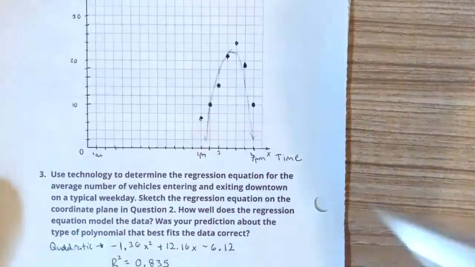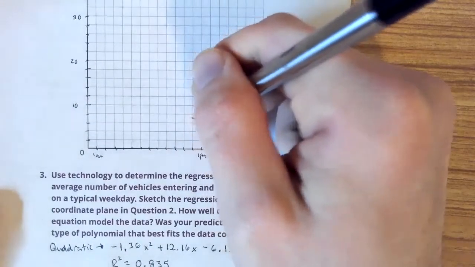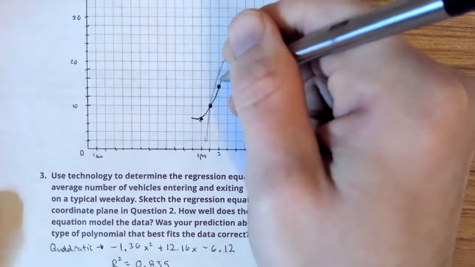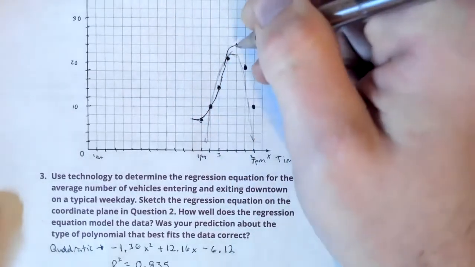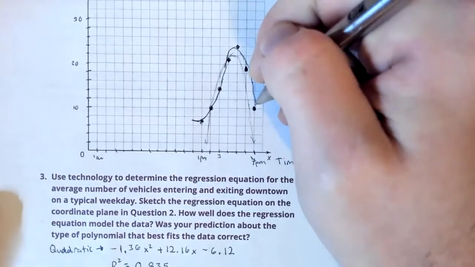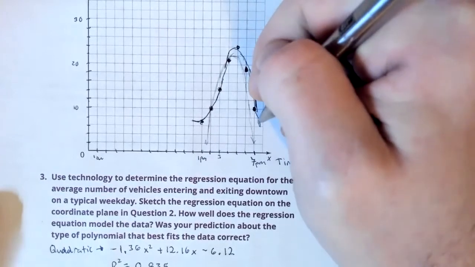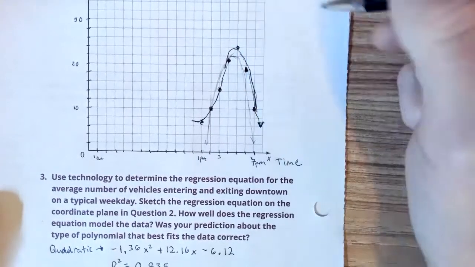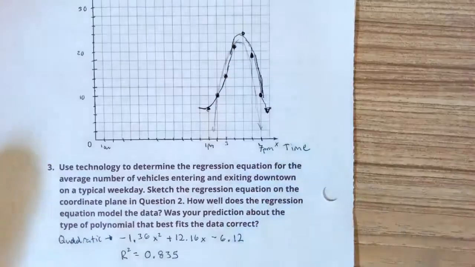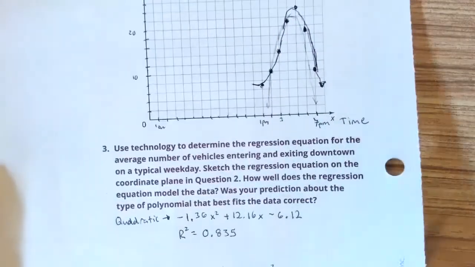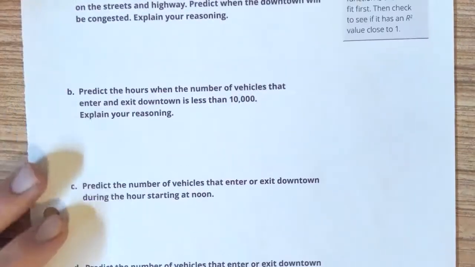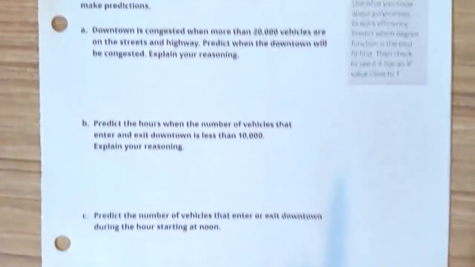The quartic regression did very well. It did this little loop, came up, and kind of hit most of these. That's pretty well what it looked like. So that quartic regression did very, very well. All right, let's move on to the next page and see what kind of questions they're asking us now.